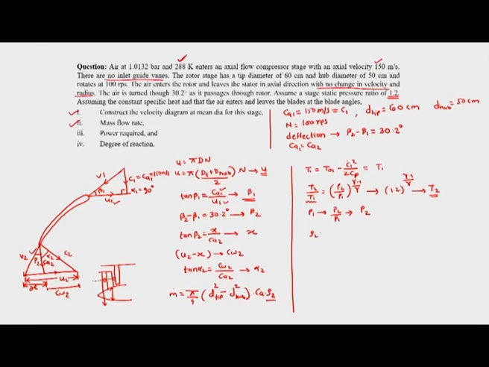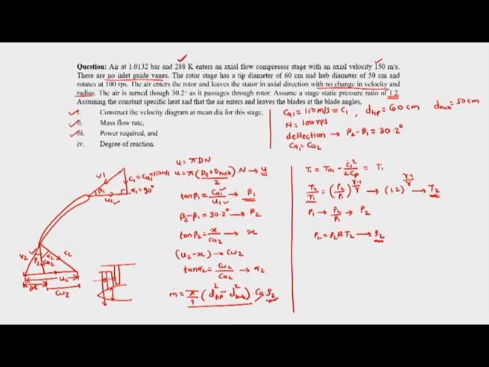Now having said this, we can further make use of rho 2, which is P2 is equal to rho 2 R T2. We can find out rho 2 from this formula. So once we know rho 2, once we know T2, everything is known, we can find out m dot. So this is how we can find out m dot. Once m dot is known, we can use this to find out power required.